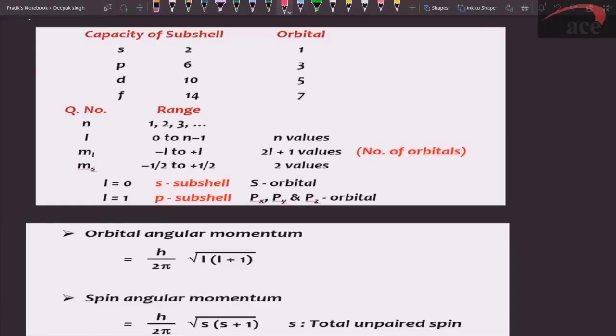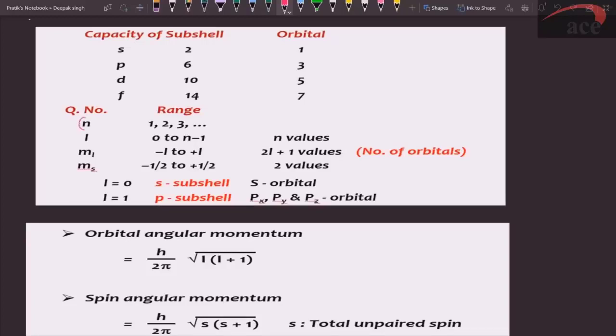In the previous session, we discussed quantum numbers and understood that a quantum number gives the address of an electron inside the atom. We are continuing the application of quantum numbers in this lecture. Now we know that there are 4 different types of quantum numbers.